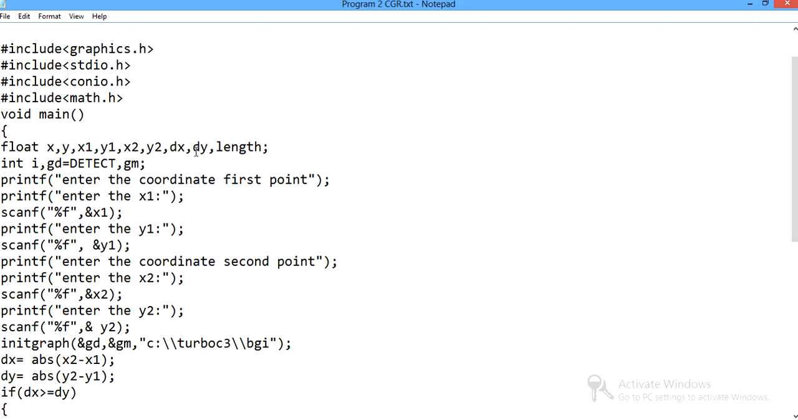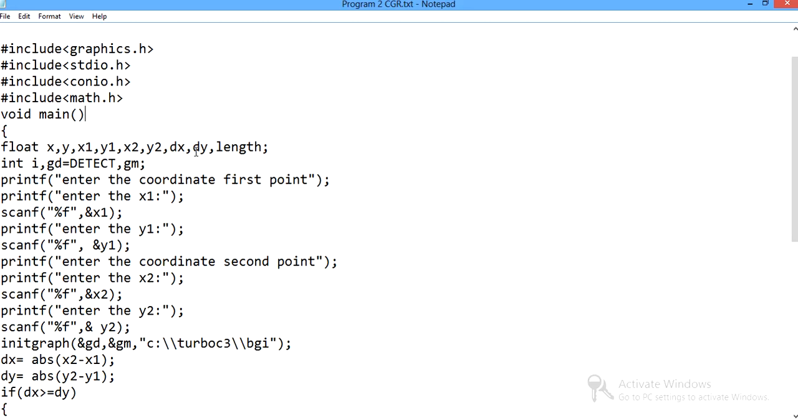What are dx and dy? That is delta x and delta y. I have initialized one integer i, and gd is the graphics driver. We need to detect the best graphics driver available with us. Then gm is the graphics mode, so we need to change from the character mode to the graphics mode. We also have to write the initgraph function when writing a graphics program.